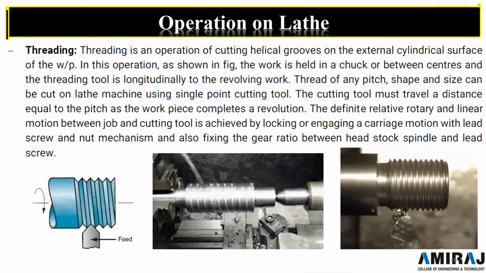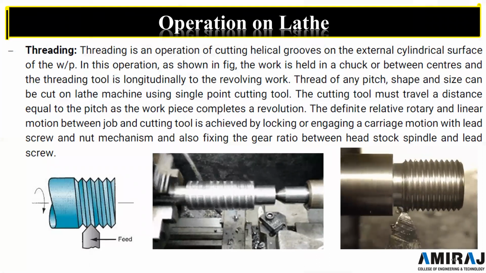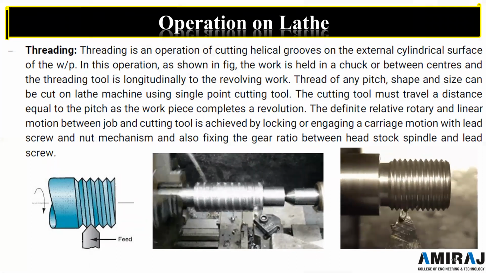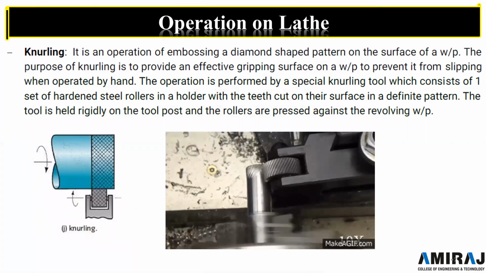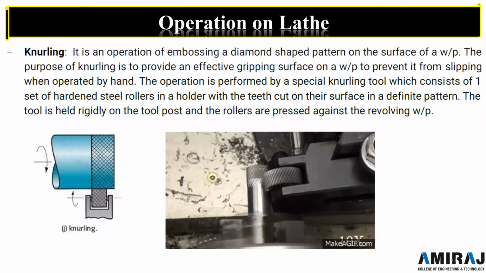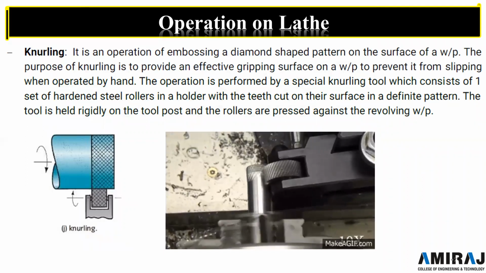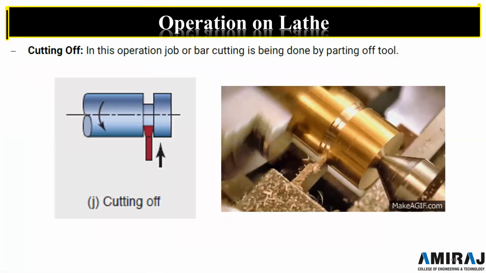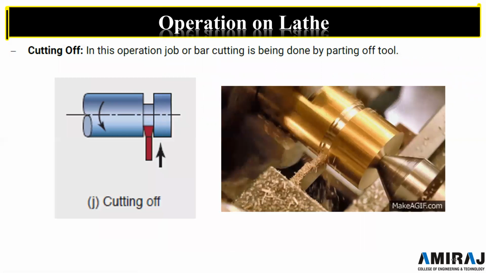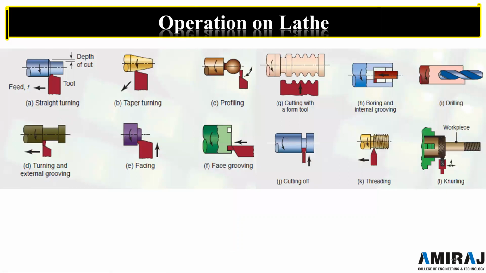Then the threading operation, where threading of the workpiece is done with the help of a single point cutting tool. Knurling operation is done to give a proper grip to the workpiece. A diamond shaped pattern is made with a roller type of tool. And parting operation. These are all the general types of operations performed on the lathe.